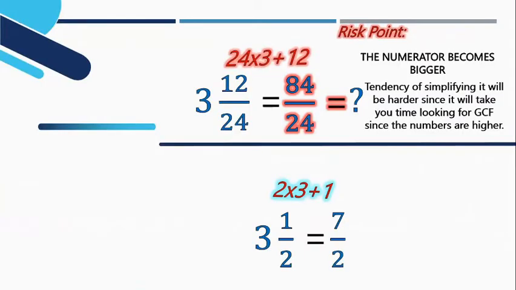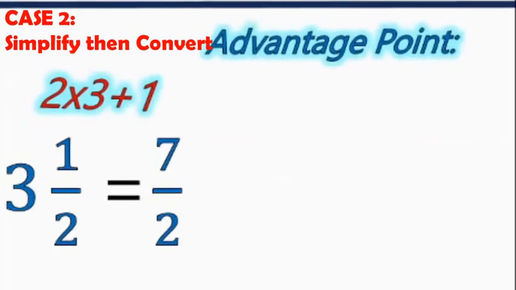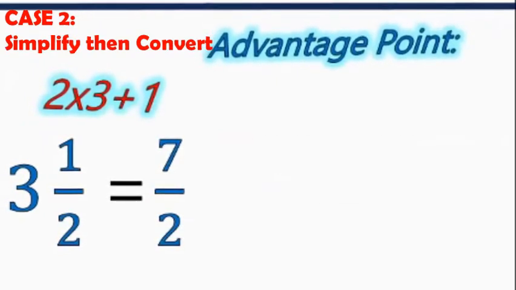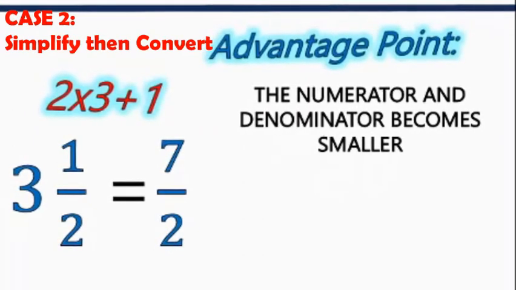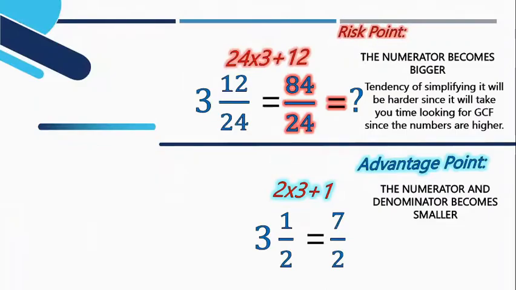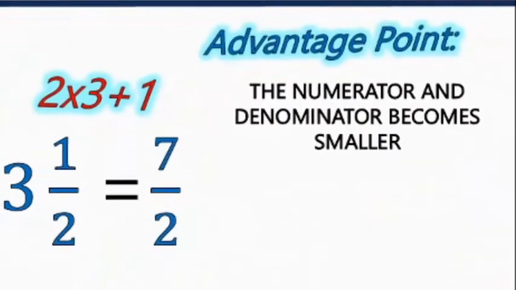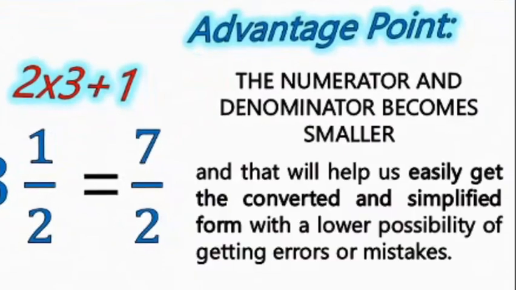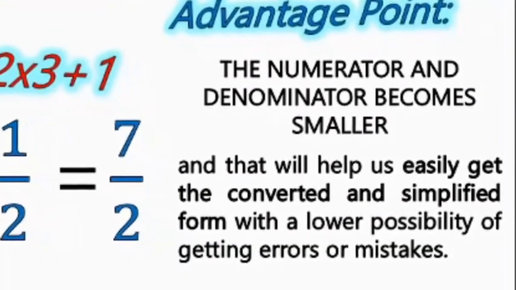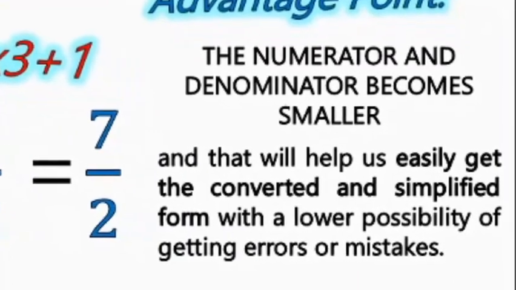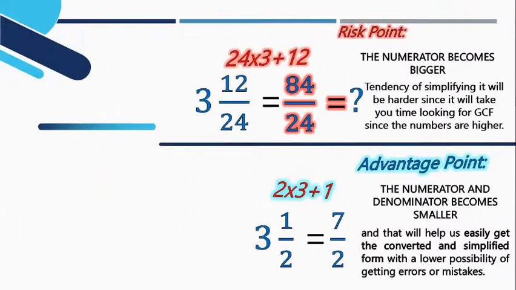So now, how about case number 2? The advantage point is that we simplify the number, so the numerator and denominator become smaller. If you compare it to case number 1, instead of multiplying 24 times 3 plus 12, it became 2 times 3 plus 1. And with that, we could easily get the converted and simplified form with a lower possibility of getting errors or mistakes. I hope you get the point that case number 2, or simplifying first before converting, is easier than converting first before simplifying.